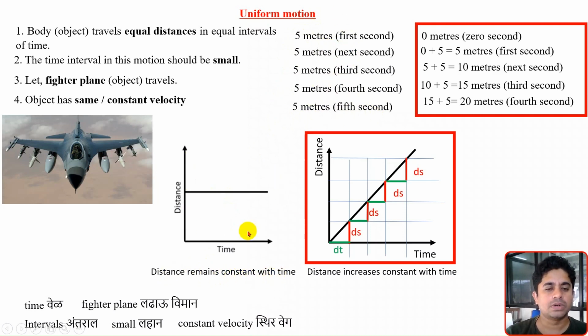Now, if I plot the distance versus time graph, what I will observe is, again just for understanding, we will divide the time into four parts: one, two, three, four.